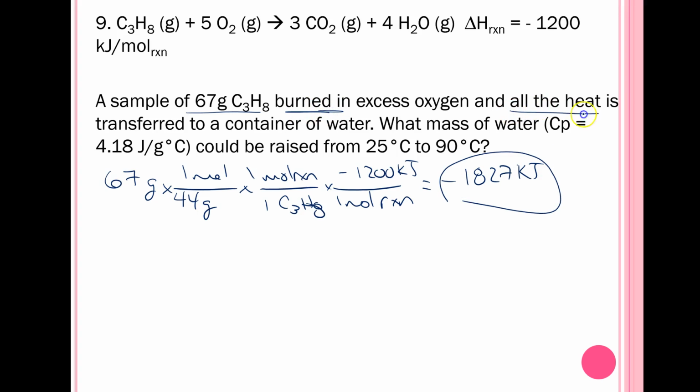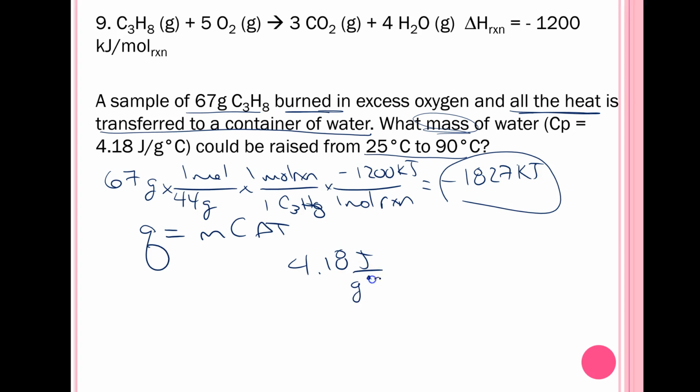Okay, now if you assume all the heat is transferred to a container of water, now we're talking about a temperature change. And anytime it's a temperature change, Q equals mC delta T. Okay, so we're looking for the mass of water that could be raised from 25 to 90. So the specific heat is 4.18 joules over grams degrees C. Temperature change is 90 minus 25, 65 degrees C. We're going to solve for the mass.